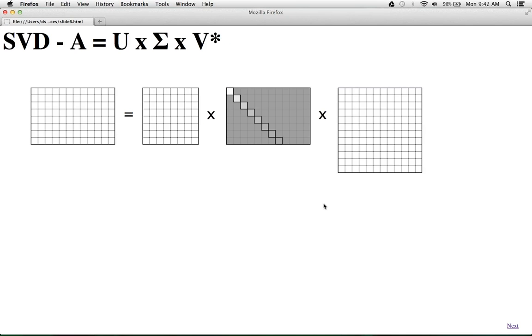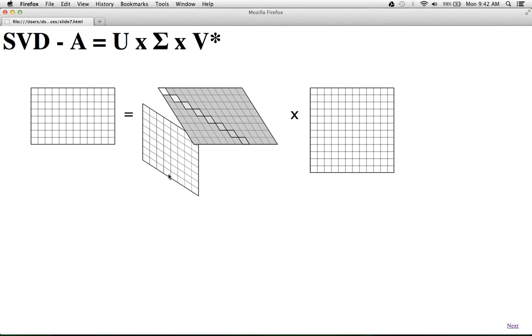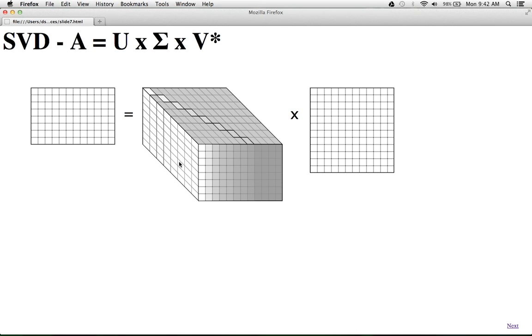So if we go over here and we look at this multiplication, remember how we said this times this is going to be shown as a cubic operation. When we do that, remember this is U, and each of these columns has unit length of 1.